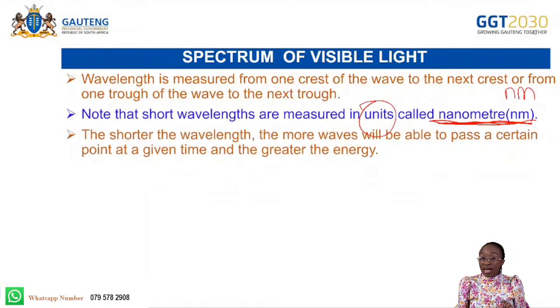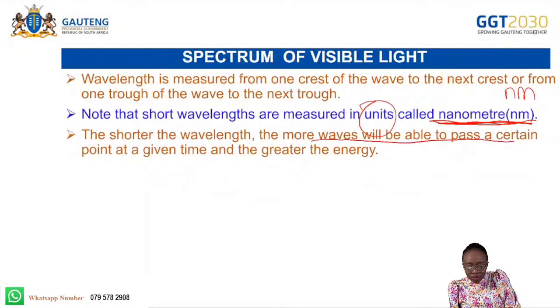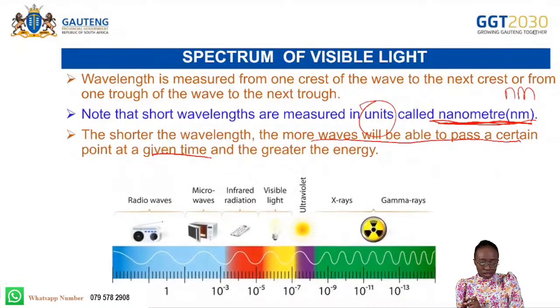The shorter the wavelength, the higher its frequency, because it means that more waves will be able to pass a certain point at a given time with greater energy. So we say the short waves have very high frequency.